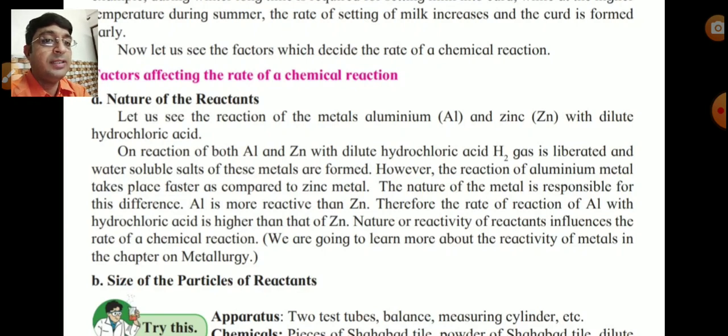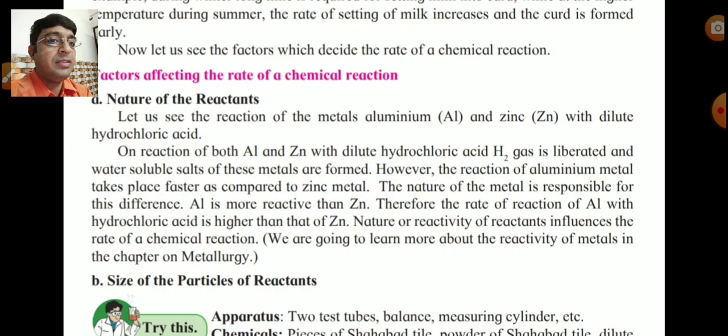Why? Underline the next sentence. Aluminium is more reactive than zinc. Therefore, the rate of reaction of aluminium with hydrochloric acid is higher than that of Zn. Nature or reactivity of reactants influences the rate of chemical reaction. We are going to learn more about the reactivity of metals in the chapter on metallurgy, that is lesson number 8.